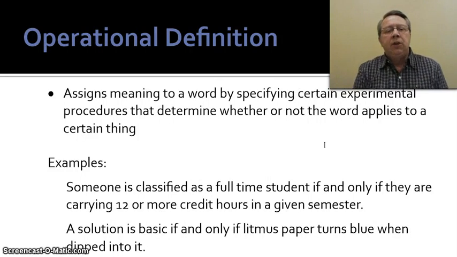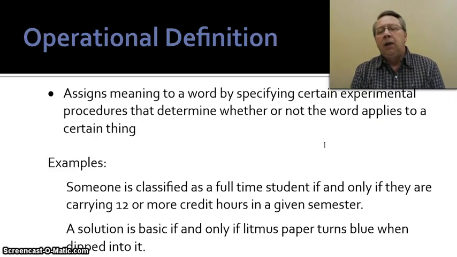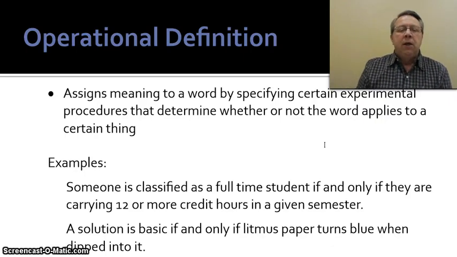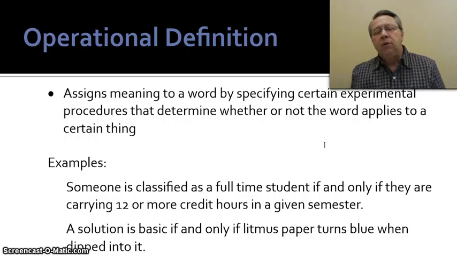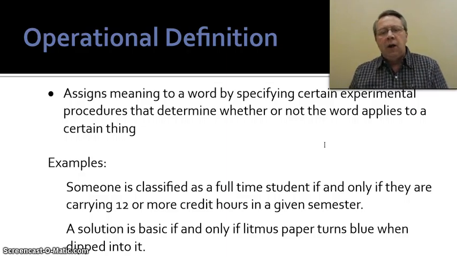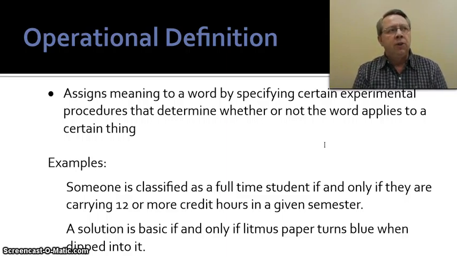An operational definition defines or assigns meaning to a word by specifying experimental procedures that determine whether or not the word applies to a certain thing. So, someone is classified a full-time student if and only if, at Front Range Community College, they are carrying 12 or more credit hours in a given semester. If you carry 11, you're not a full-time student. You're considered a part-time student. Okay, so we keep that in mind.